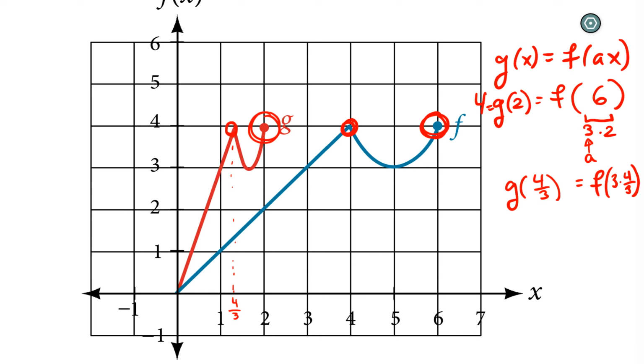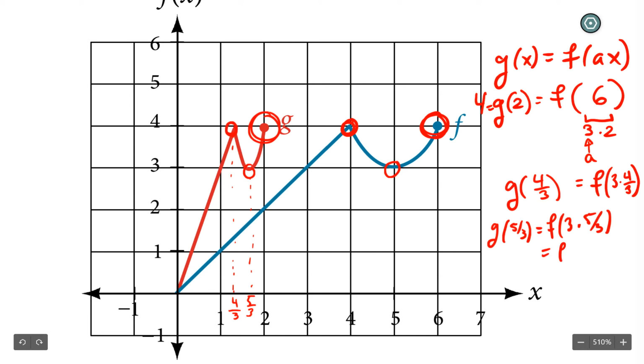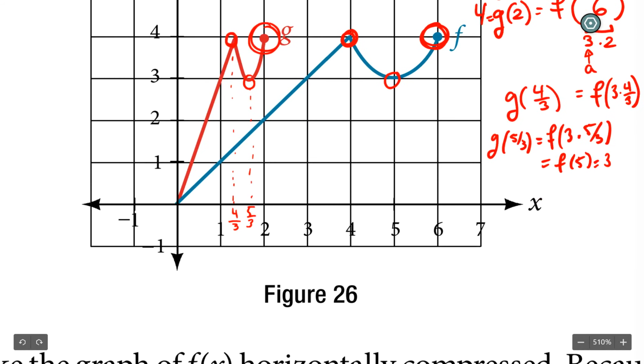We can look at other points just to confirm this. For example, 5 gets sent here, so that would be probably 5/3. And that makes sense, this looks like 5/3. 5/3 times 3 will give us 5. So g of 5/3 should be equal to f of 3 times 5/3, and that's f of 5, which is 3, and that's correct. g of 5/3 is indeed 3. So that confirms that this is really a horizontal compression.